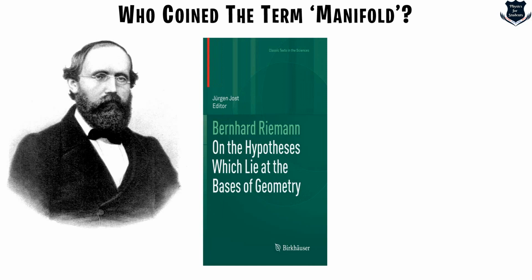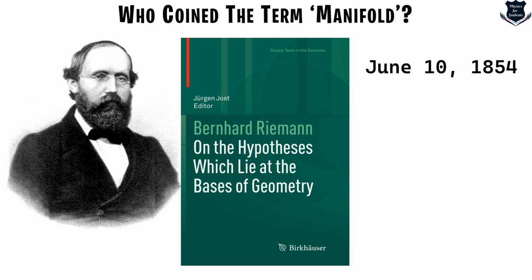In his lecture on the hypotheses which lie at the foundations of geometry, delivered on June 10, 1854, he included a workable definition of how one might measure the curvature of a space. It was not published until 2 years after his death, in 1866, and is now considered one of the most important works in geometry. The lecture consisted of two parts.